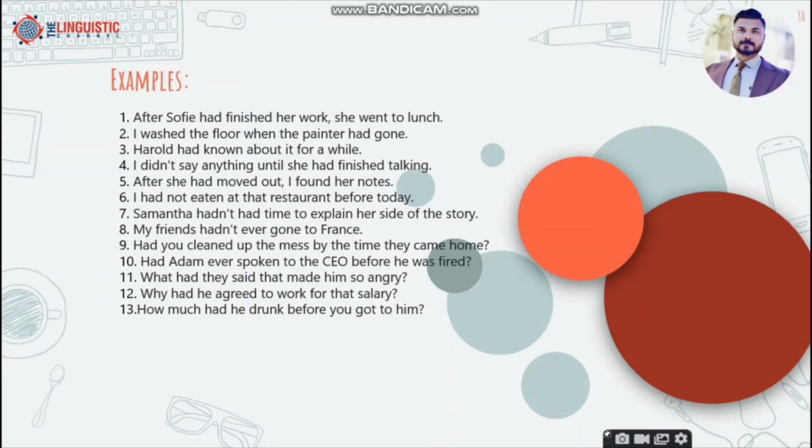Sophie ने जब अपना काम खत्म कर लिया था तो वो लंच पे चली गई. Next, I washed the floor when the painter had gone. मैंने फ्लोर साफ किया जब पेंटर चला गया था. ठीक है, you can read all 13 examples your own self.